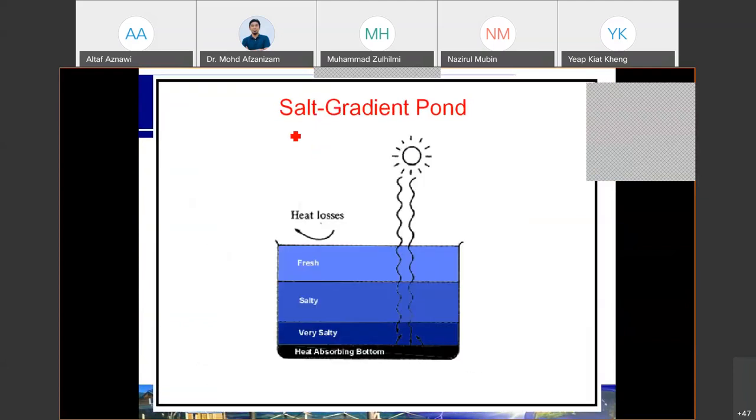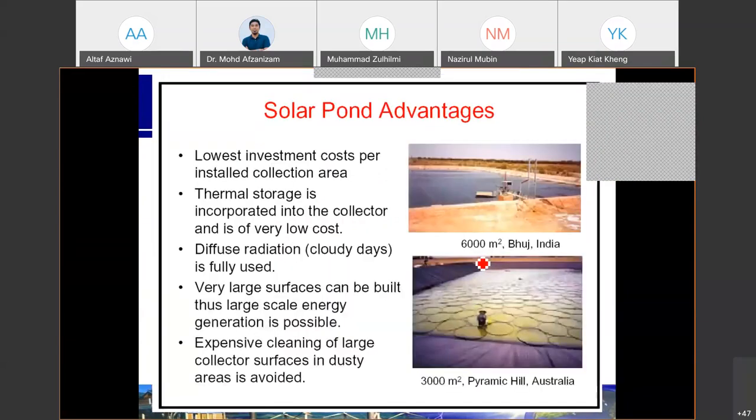Salt gradient pond, okay. So it's very straightforward. You have the sun rays, and then you also have the heat losses on the top. And then slowly, you will try to heat up your pool. Okay. So this one is another advantage of the solar pond throughout the world.